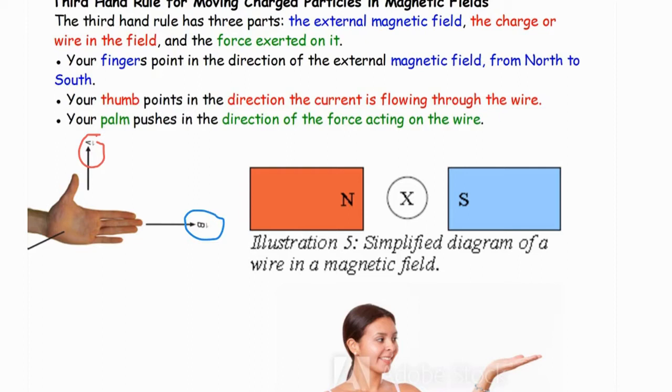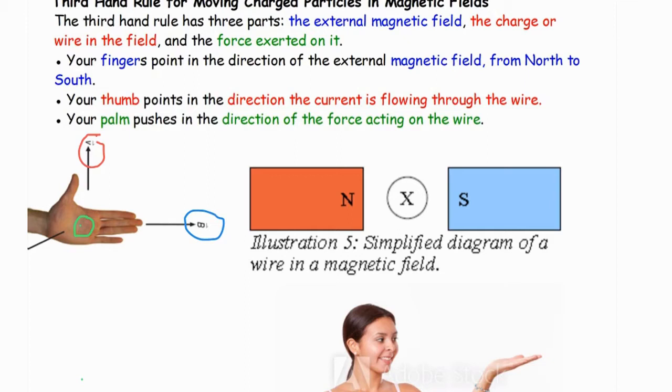And then our palm is the magnetic force. So here this palm is facing me. This magnetic force would be coming out of the page towards me. So we have those three parts. We have our thumb going the direction that the charge is moving, our fingers being the direction of the external magnetic field, and then our palm is the force, which is easy to remember because it's a push.